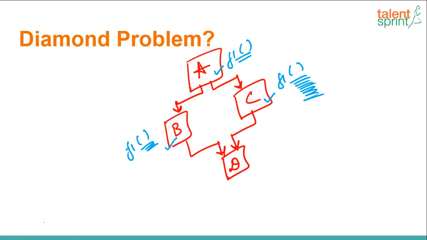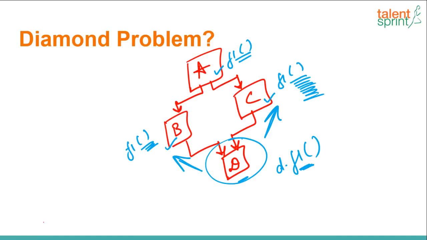All right. Now further, if you create an object of class D and you haven't overridden the f1 function in class D, but you are calling the f1 function from the object of class D, which f1 should class D refer to? Should it refer to this, or should it refer to this? That is the diamond problem, and that is the reason why Java doesn't support multiple inheritance. Okay, so if someone asks you if Java supports multiple inheritance, you can clearly say no.